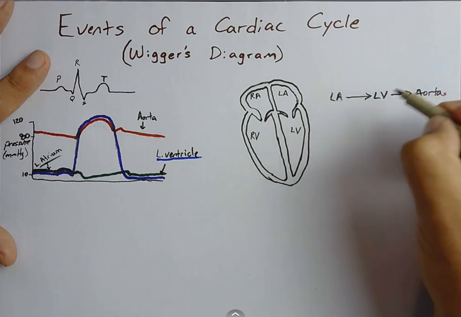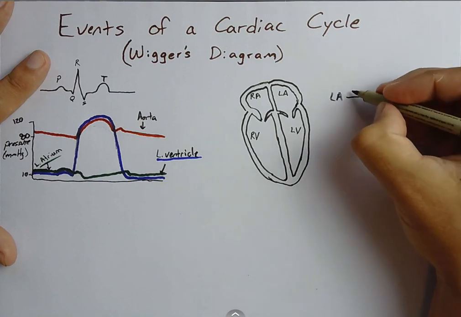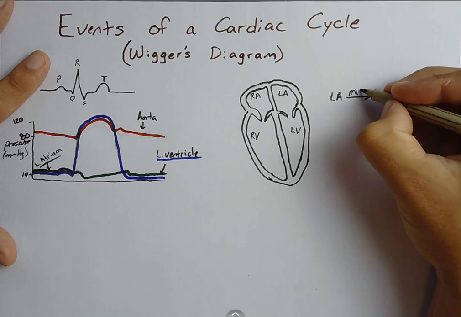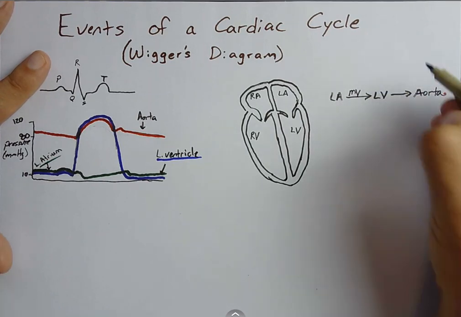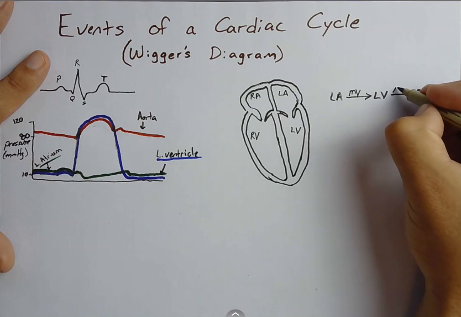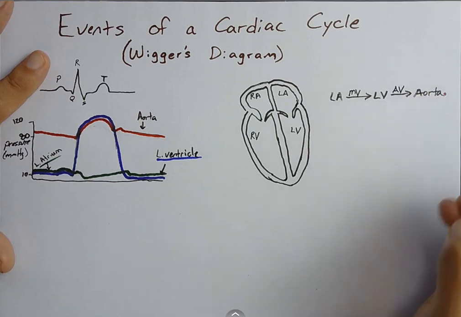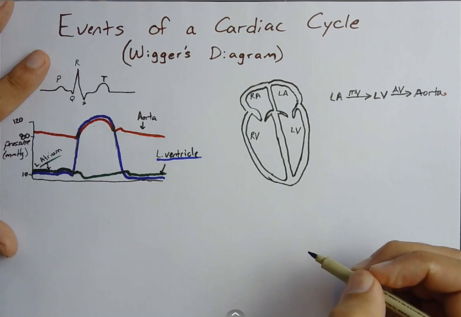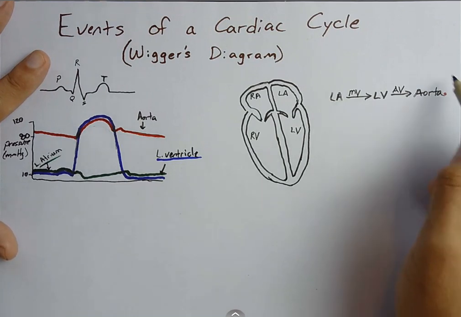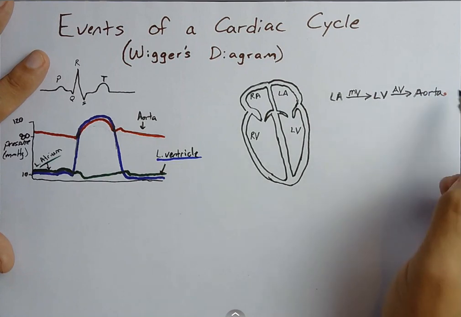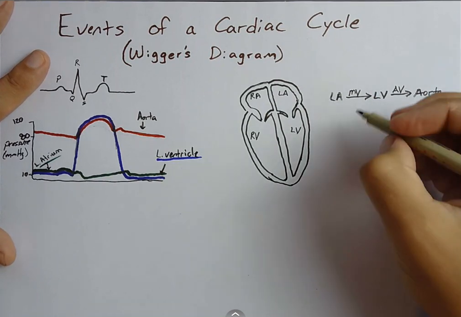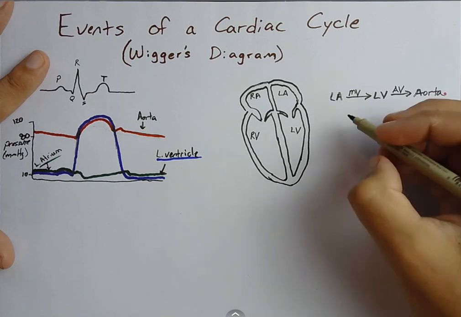So from the left atrium to the left ventricle, we have the mitral valve, otherwise known as the bicuspid valve. And from the left ventricle into the aorta, we have the aortic valve, or the aortic semilunar valve. We're just going to go ahead and write in AV. So this is a nice quick flow chart to help you understand blood flow through the heart and how valves lie in between. So now let's think about pressures.